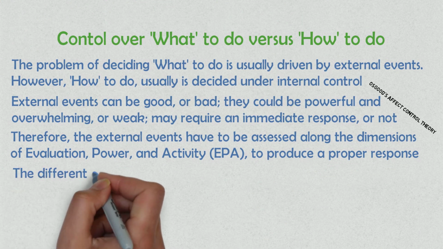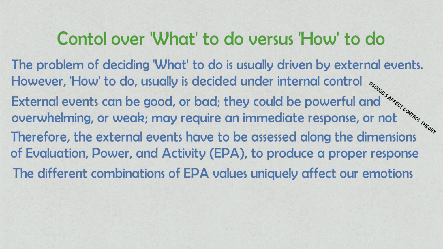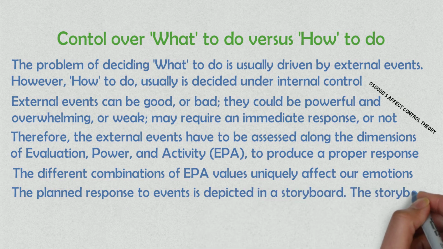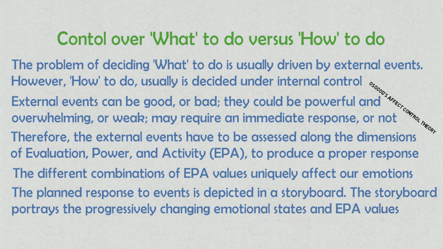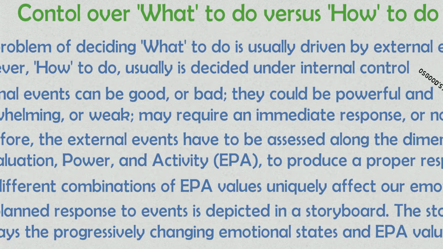The different combinations of EPA values uniquely affect our emotions. The planned response to events is depicted in a storyboard. The storyboard portrays the progressively changing emotional states and EPA values. The how may then adjust behavior to meet the depicted EPA targets.